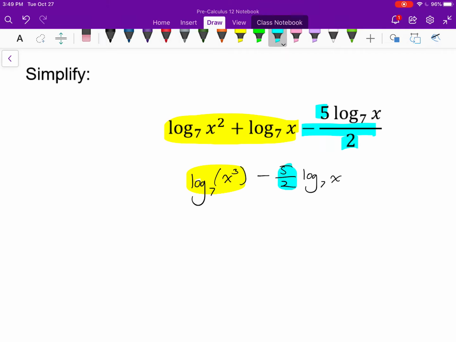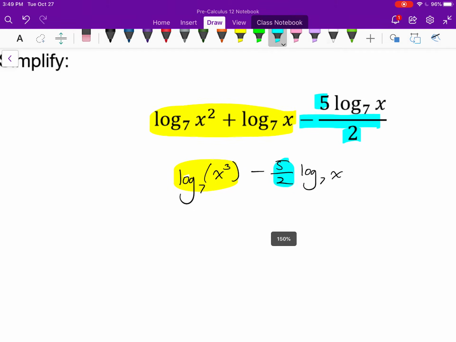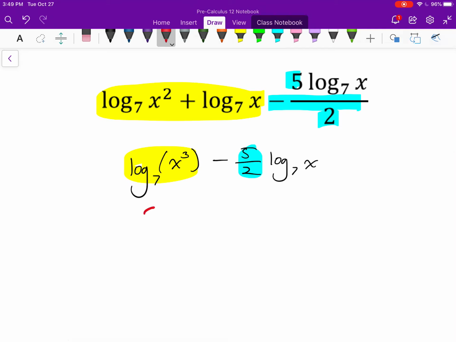Right, multiplying the log base 7 of x by 5 divided by 2 is the same as multiplying by 5 over 2. Why am I doing that? Because right now I still can't put these together because I have this coefficient of 5/2 in front. But I don't have to have that coefficient there any longer, because I can now write that coefficient as a power.